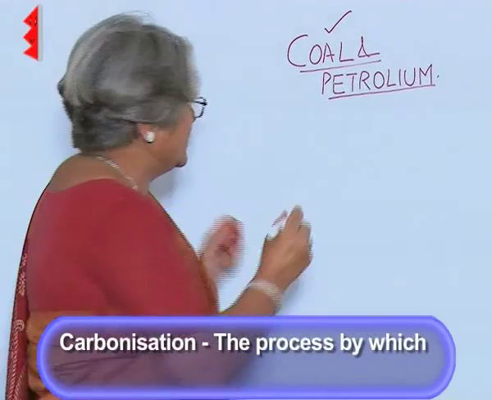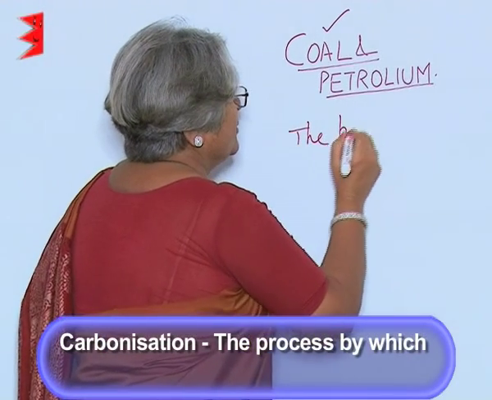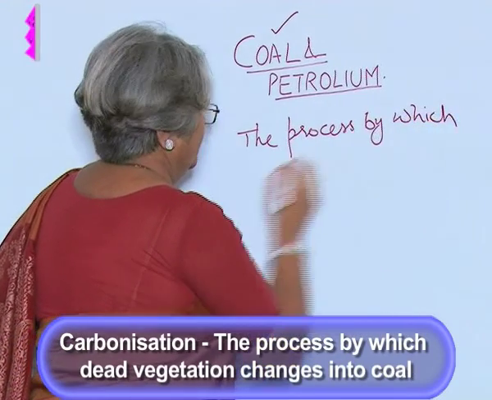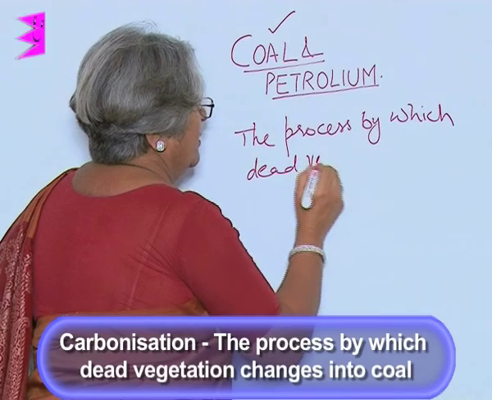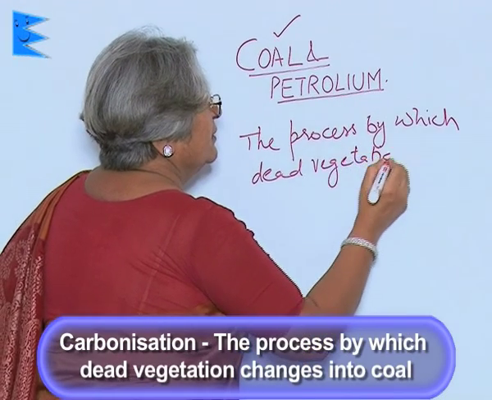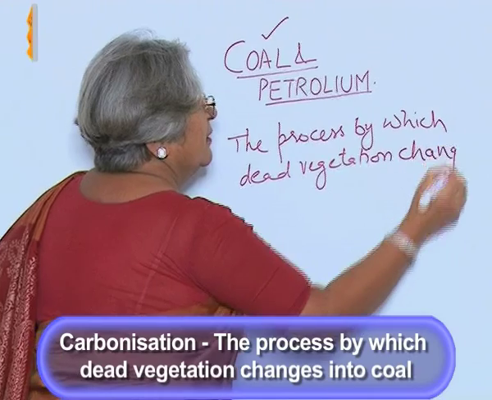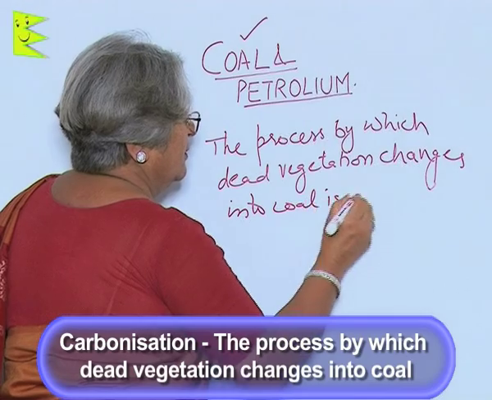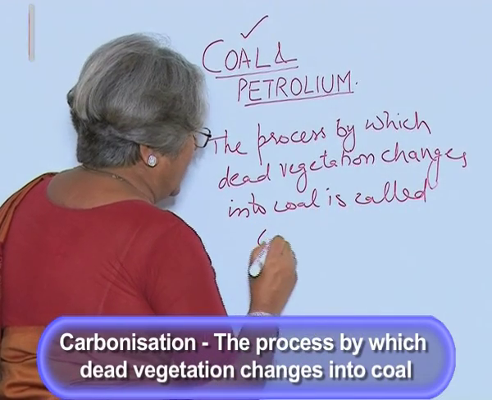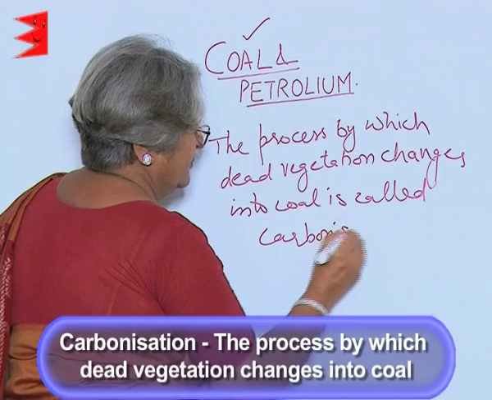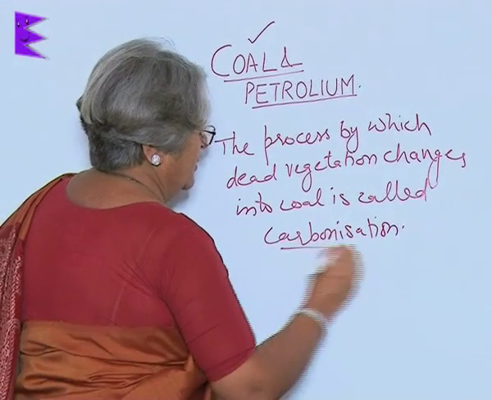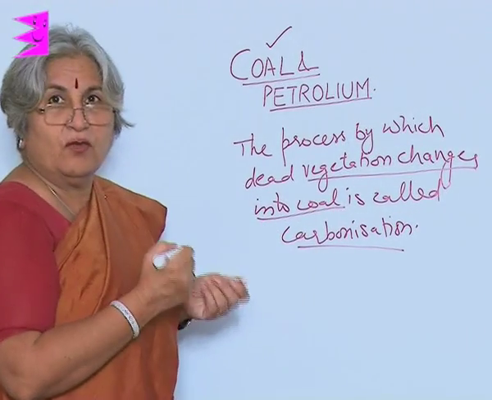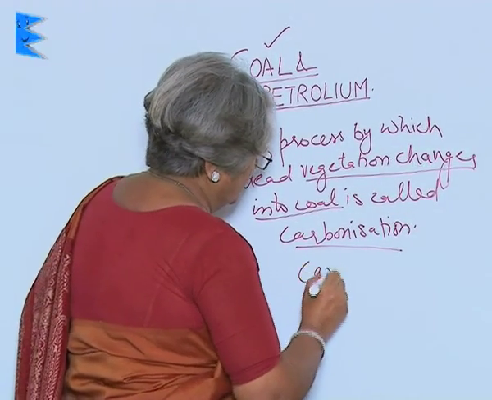So the process by which dead vegetation changes into coal is called carbonization. So the vegetation is changing into coal. What is coal? Coal is carbon.